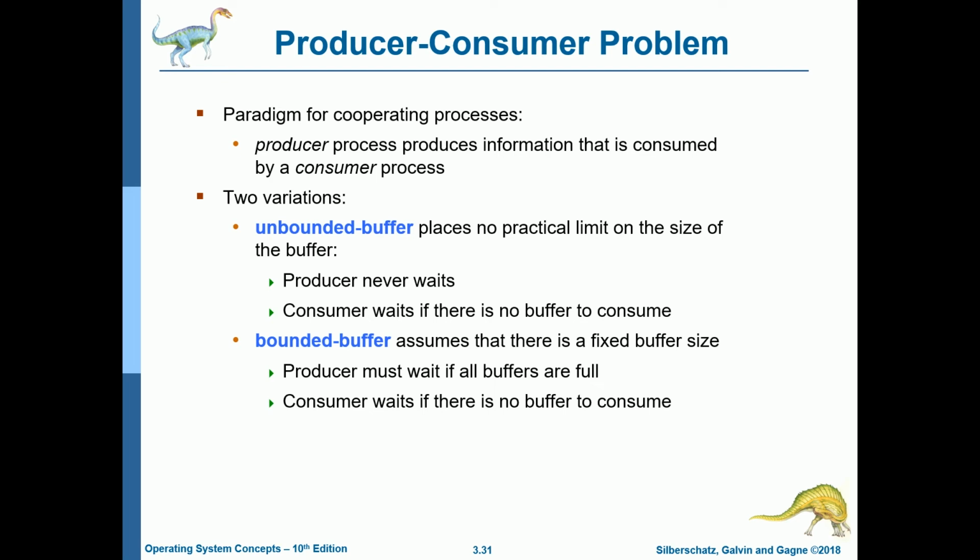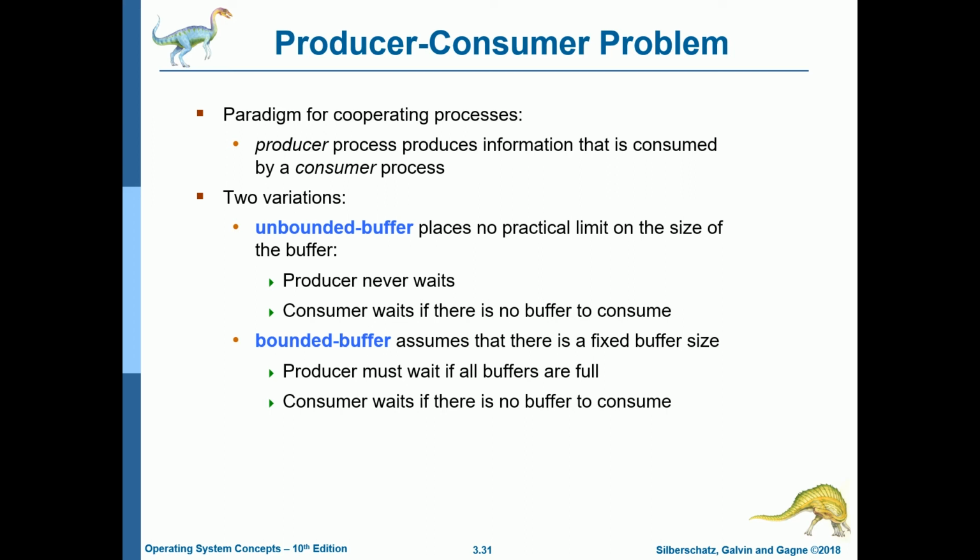In order to allow the producer and consumer process to run concurrently, we must have available a buffer of items that can be filled by the producer and then emptied by the consumer. This buffer will reside in a region of memory that is shared by the producer and the consumer processes. A producer can produce one item while the consumer is consuming another item.